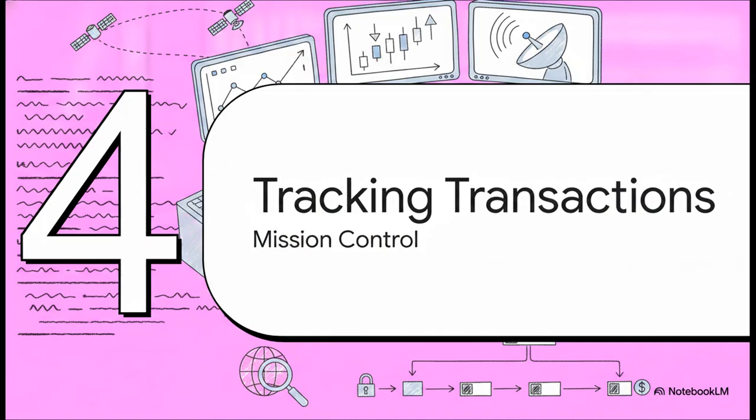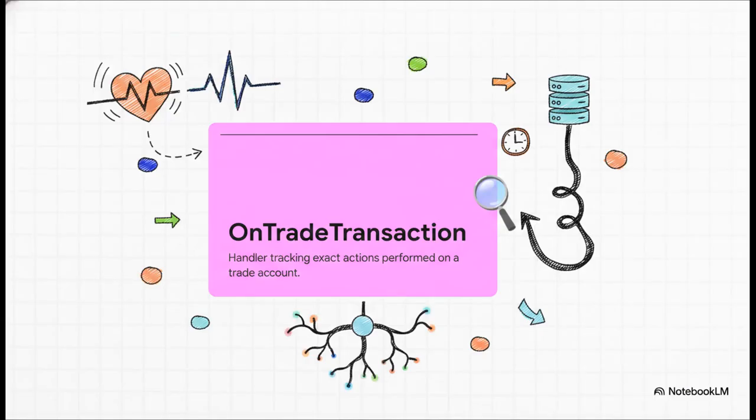Welcome to Mission Control. To monitor the heartbeat of the server, MQL5 relies on a specialized event handler called OnTradeTransaction. Think of this as the central nervous system for your EA. Anytime the state of your trading account shifts, the terminal generates a trade event. Your script catches this event using the OnTradeTransaction function, and it receives an incredibly detailed MqlTradeTransaction structure that breaks down exactly what just happened.